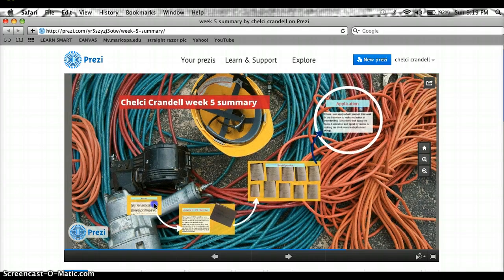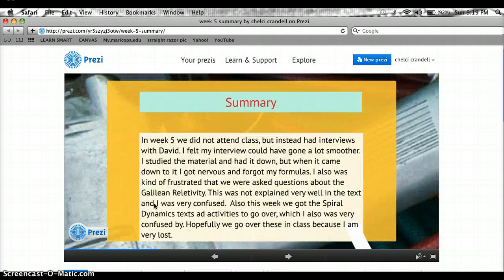On here was my week 5 summary. We didn't have class this week, we just did interviews. So I did a lot of out-of-class homework. We learned about the Galilean relativity. Well, actually, we didn't learn about it in class. We had to read about it. And I was thoroughly confused on it.